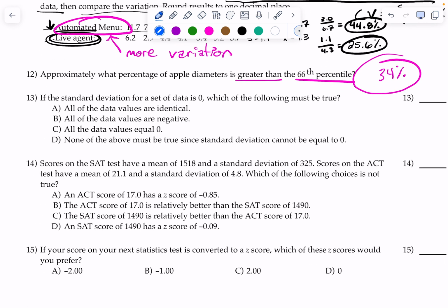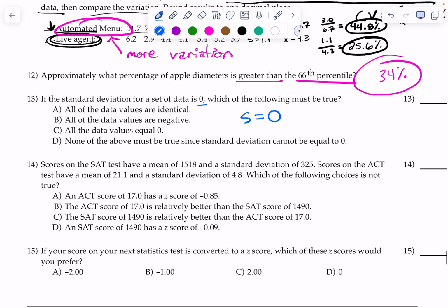If the standard deviation for a set of data is 0, which of the following things must be true? All of the data values are identical. All of the data values are negative. All of the data values equal 0. Or none of the above must be true since standard deviation cannot be 0.